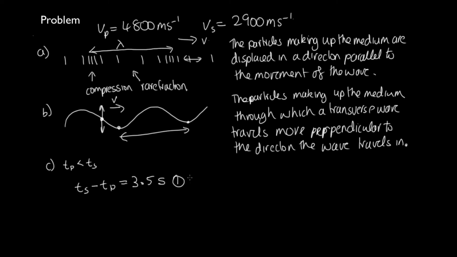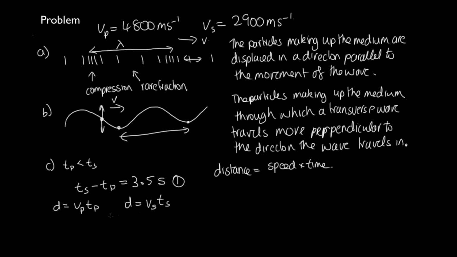And we're asked, what is the distance of the base station from the epicenter? We know that distance is equal to speed times time. So we've got that the distance is equal to the velocity of the P waves times the time it takes the P waves to travel to the base station from the epicenter. And we also have that the distance is equal to the velocity of the S waves times the time it takes the S waves to travel to the epicenter.